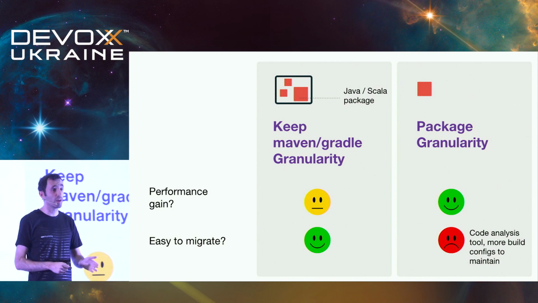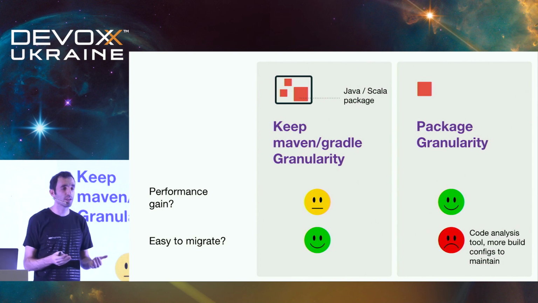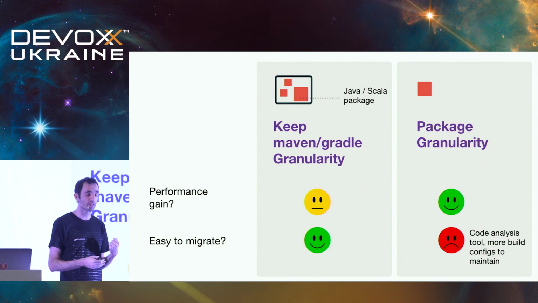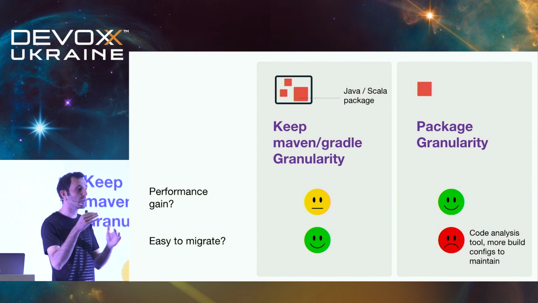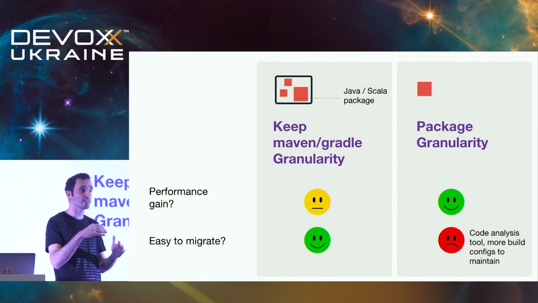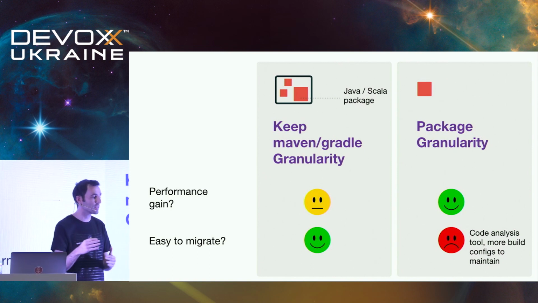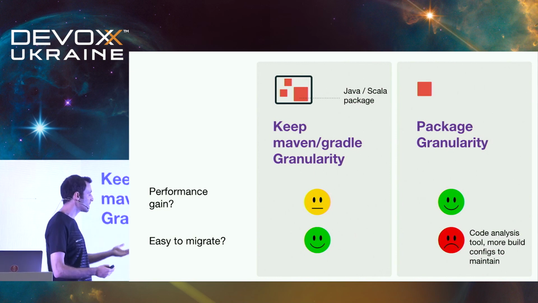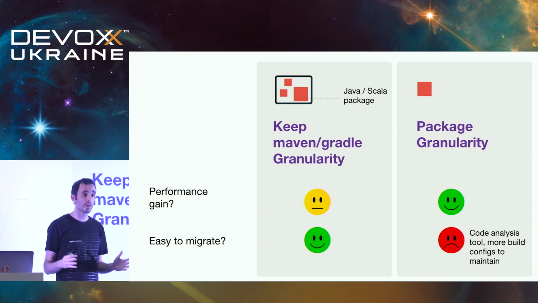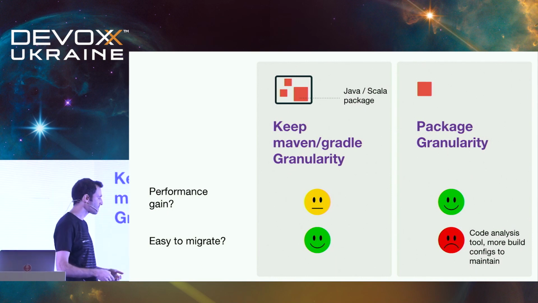So for package granularity, you will have the situation where you don't have that information in your previous build tool, so that means you will need to figure out for each source file what's the situation with it, what dependencies does it have in other source files. So you'll need a code analysis tool, and you have more configurations to build and maintain.